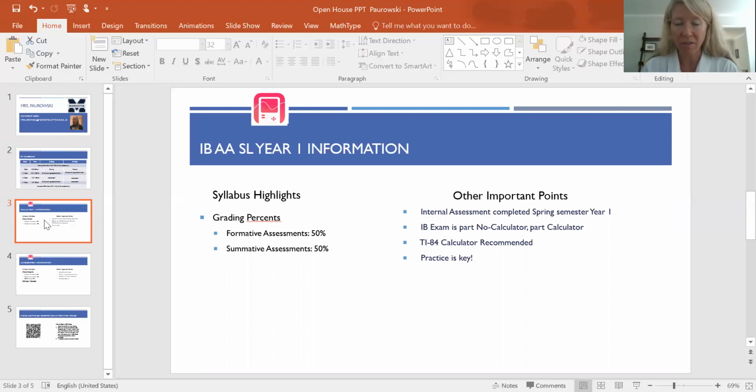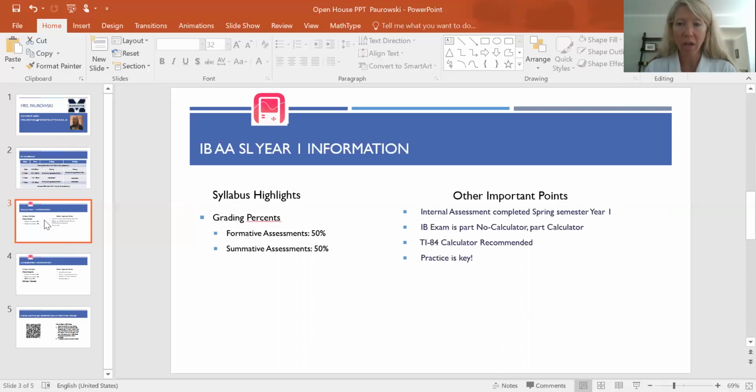The grading percents on the syllabus, it's very basic, 50-50. Formative assessments are things like small quizzes, take-home assignments, any sort of IB questions that I might give them to practice. That goes in the formative assessment category. And then summative assessments are IB assessments. All of the IB assessments use the IB unique questions, and they are also graded on the IB scale.